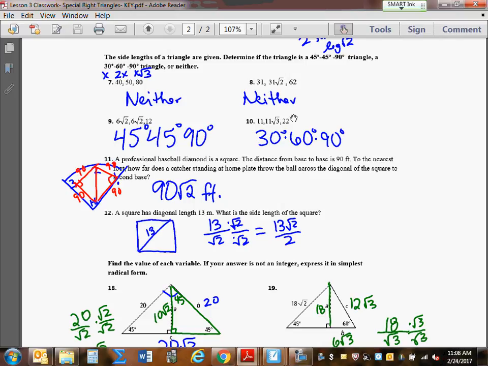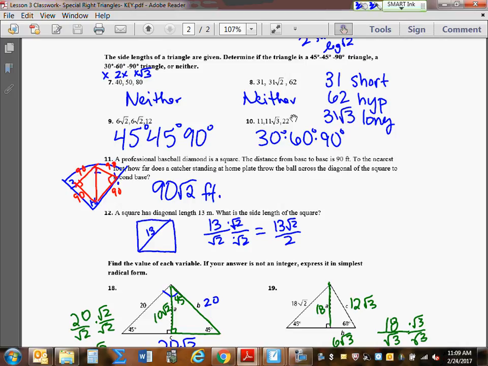So if I look here, do I have 2 that are the same? Nope. Okay, so it can't be 45, 45, 90. And now let's check 30, 60, 90. What's my smallest one? 31. Good, 31. So that would be my short leg if it worked. Now my hypotenuse would be double that. What's double 31? Good. And then if I had my long leg, what would the long leg be? Good, 31 root 3. But we don't have that, we have 31 root 2, so it can't be a 30, 60, 90 either. So you're just looking for that relationship.